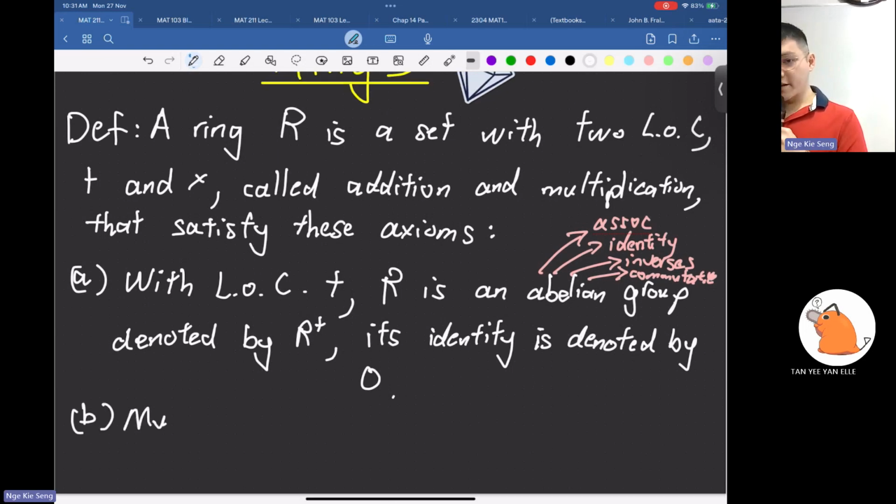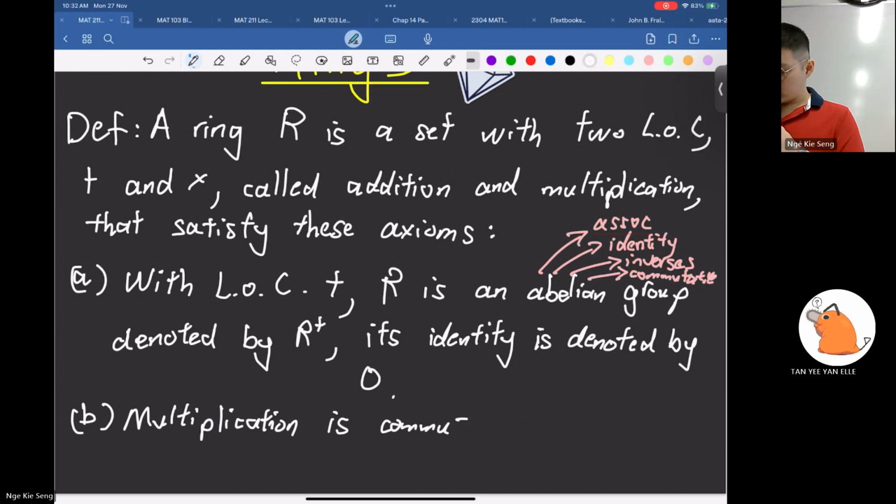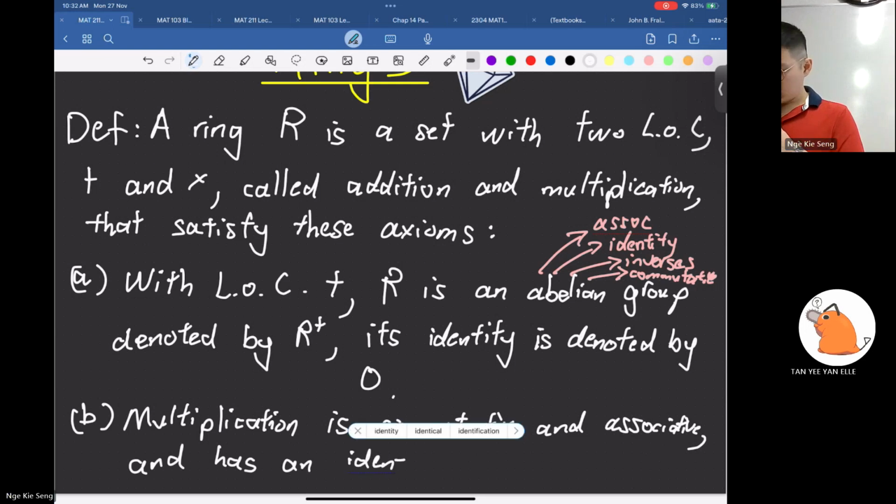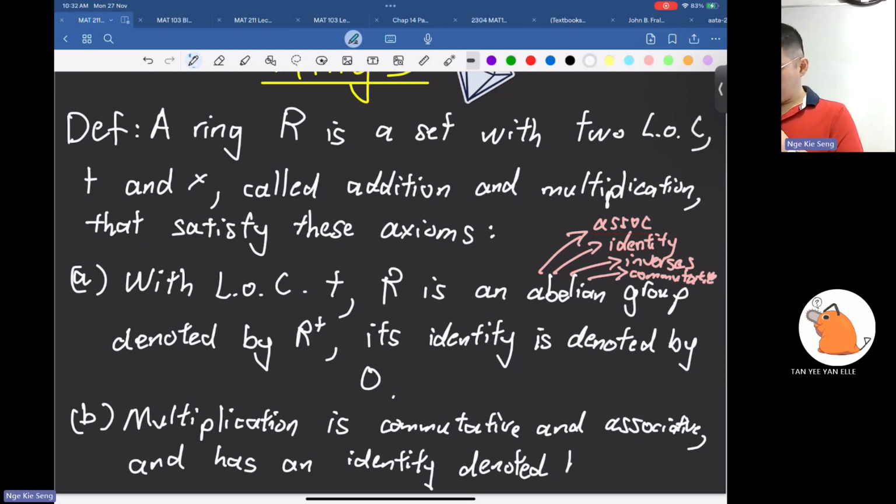And then how about multiplication? Multiplication here, we are a bit relaxed. What do I mean by relaxed? We only require commutative and associative, and then has an identity, denoted by 1. We'll call it 1.